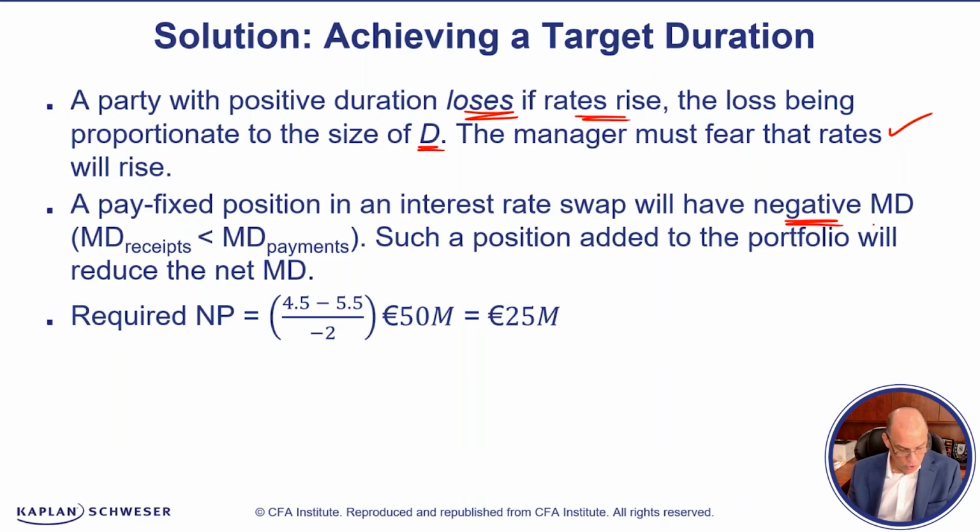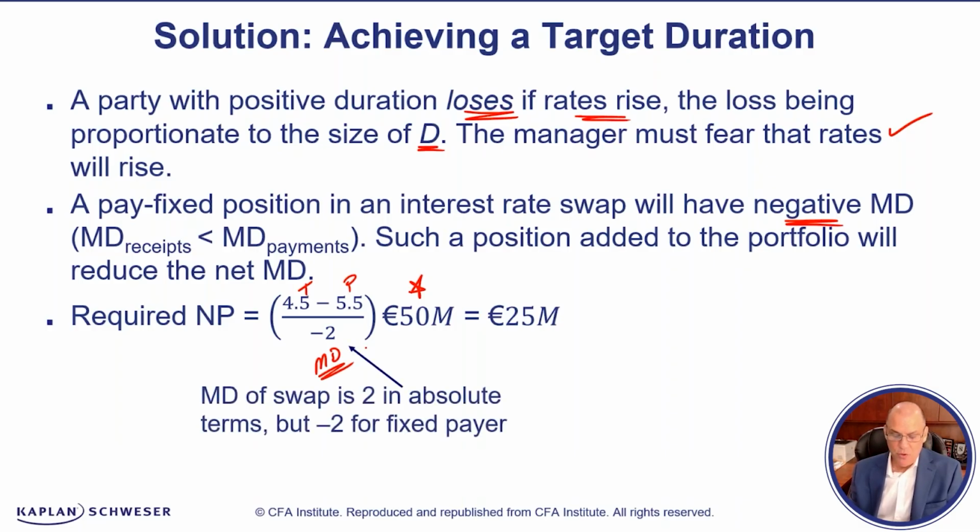So what required notional principal will he need? Once again, you need to memorize this formula, take the numbers from the prior screen, and drop them right into your formula. We see we want a target duration of 4.5. The portfolio is at 5.5, and there's the modified duration of the swap right there. It's 2 in absolute terms, but it's -2 for our fixed rate payer. In order to do this, we need a notional principal of 25 million euros. And that would be an excellent item set test question for your exam.